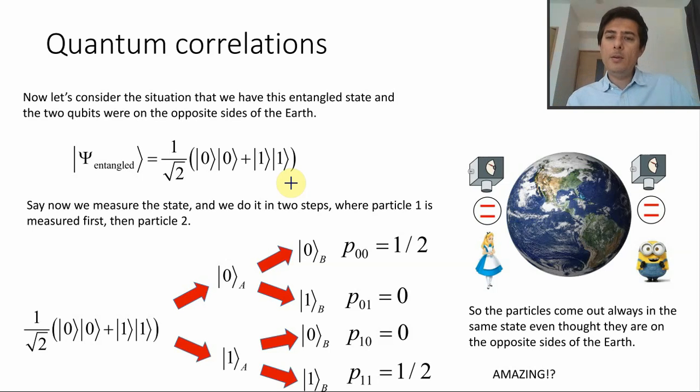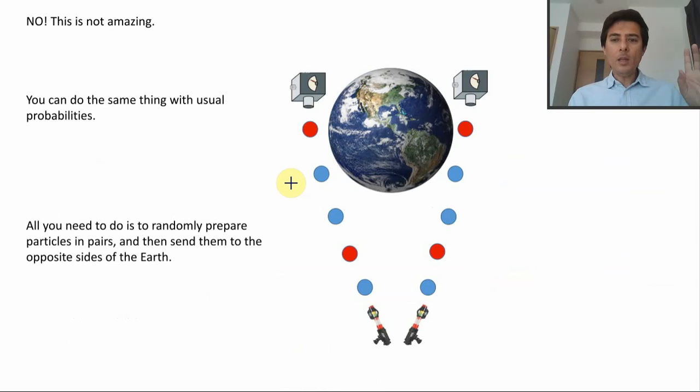So that sounds maybe quite strange or perhaps even amazing. You might think, wow, maybe quantum mechanics has some super correlations. But actually, with just this result, it's not yet amazing, because you can do something similar with regular probabilities.